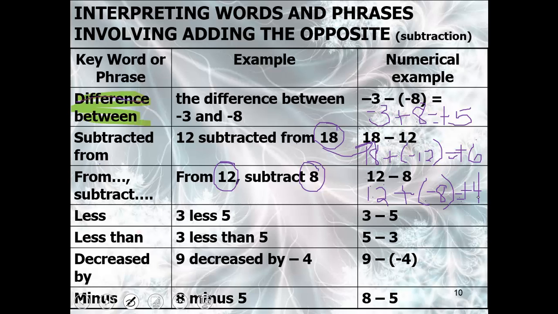Less. 3 less 5. This is subtraction, okay? This is the same as 3 plus a negative 5, and that is negative 2. Less than, 3 less than 5. Remember, less than, the number following the word "than" has to come first. 5 minus 3. So this is equal to 5 plus a negative 3. That equals a positive 2.